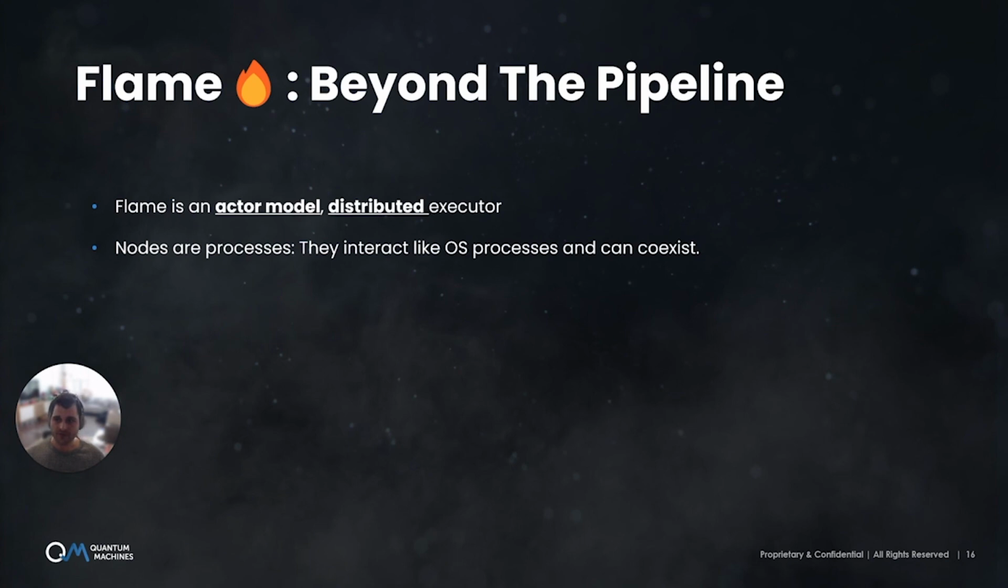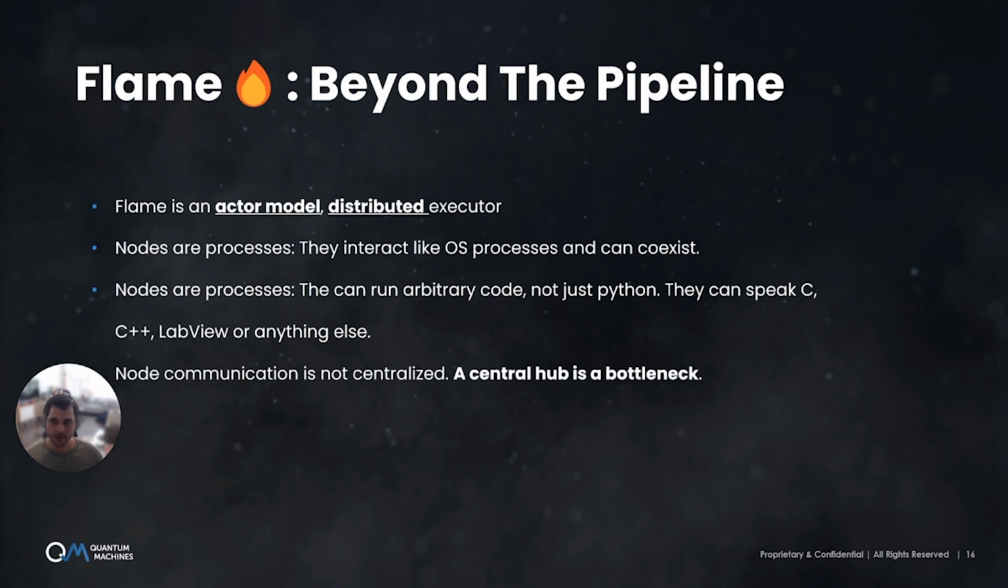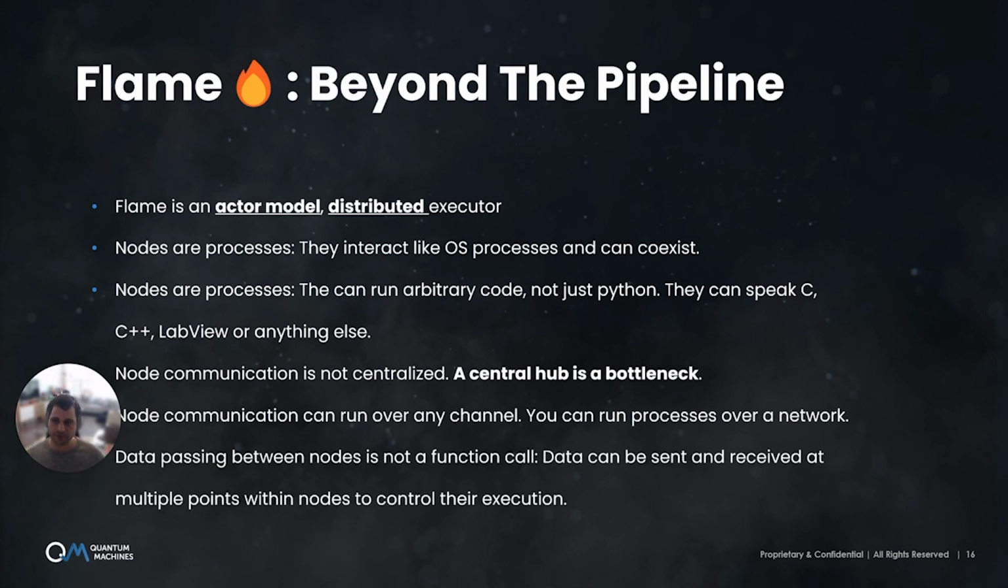Nodes are processes. They interact like OS processes, and they can coexist. Nodes are processes, meaning that they can run arbitrary code, not just Python. They speak C, C++, LabVIEW, or anything else. Node communication is not centralized because, as I said before, centralized communication is a bottleneck. And node communication can run over any channel. You can run a process over a network.